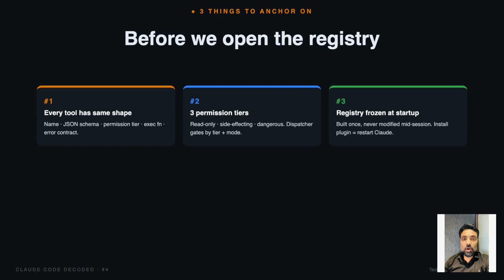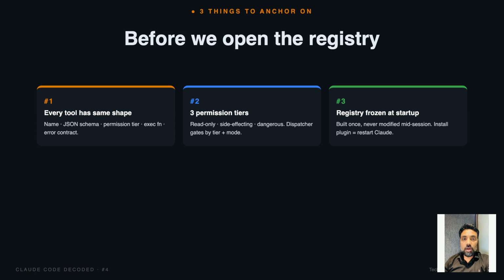3 things to anchor on. 1, every tool has the same shape under the hood. A name, a JSON schema for input parameters, a permission level, an execution function, an error contract. If you wrote a custom tool tomorrow, it would match this shape. The model only knows the name and the schema. Everything else is internal.